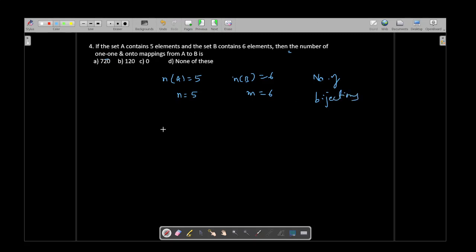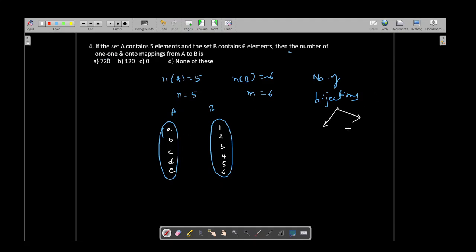Let's see how to solve this. We have two sets, A and B. A, B, C, D and E. 1 2 3 4 5 and 6. To make it bijection, I think the function should be both 1-1 and onto.